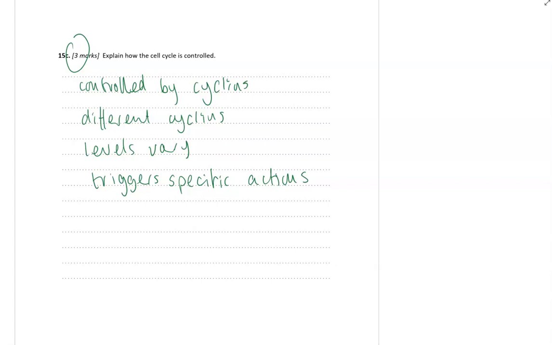Now, you could have talked about cyclin dependent kinases, and how they then phosphorylate the other proteins, and that those phosphorylated proteins perform specific functions in the cell cycle. You actually could have included all of that, but you could get the 3 marks without needing to mention anything about that. Okay.